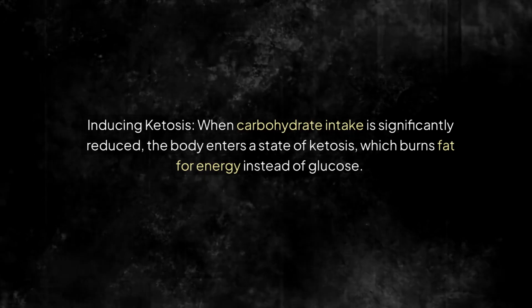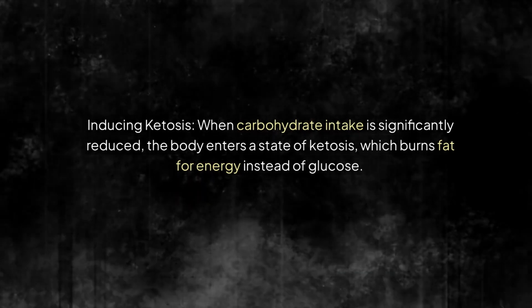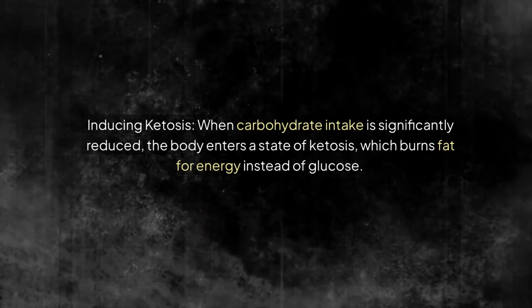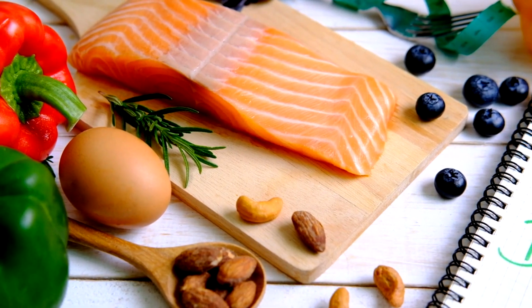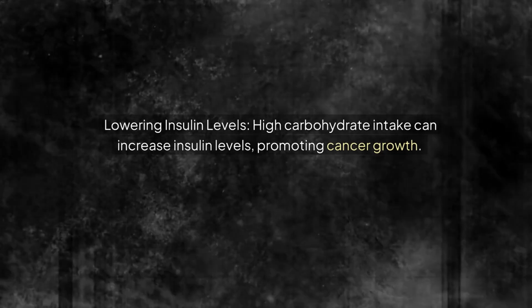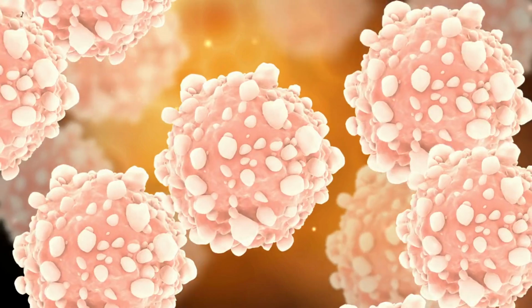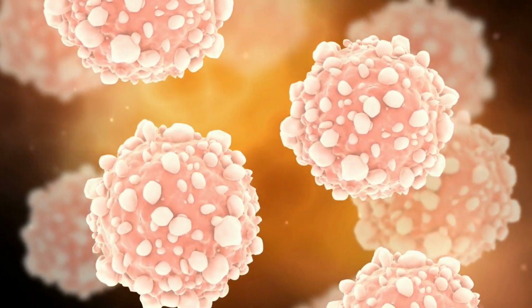2. Inducing ketosis. When carbohydrate intake is significantly reduced, the body enters a state of ketosis, which burns fat for energy instead of glucose. This produces ketones, which most cancer cells cannot efficiently use for energy. 3. Lowering insulin levels. High carbohydrate intake can increase insulin levels, promoting cancer growth. Reducing carbohydrates helps lower insulin levels and may slow down the progression of cancer.